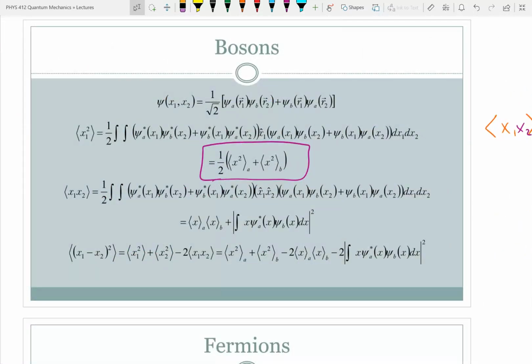So it's a little more interesting. We don't have a way to evaluate that unless we have a function. That's why it's just written as the integral.